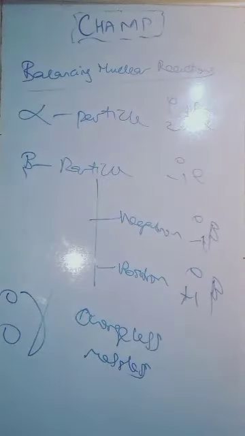Another thing that you may need is the neutron. Neutron, 1, 0. Then your proton is 1, 1. So these are all everything you are likely going to need about balancing nuclear reactions.